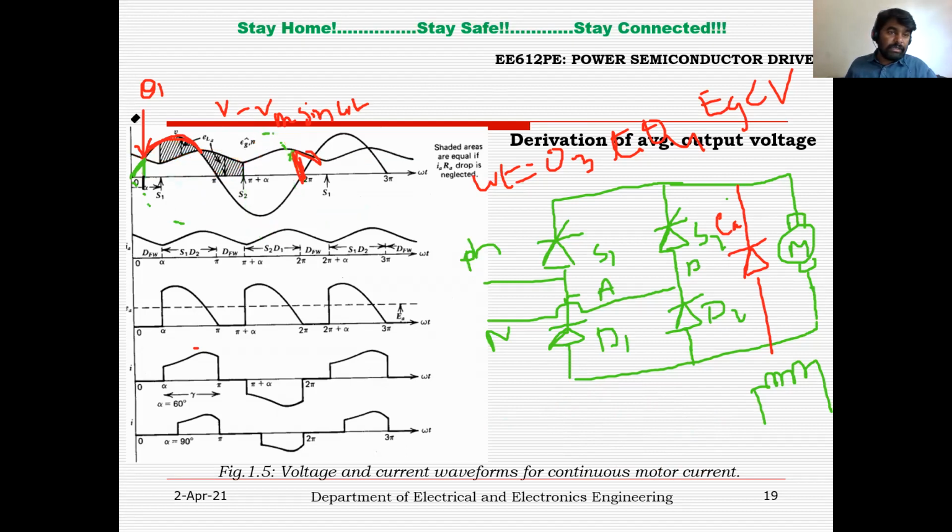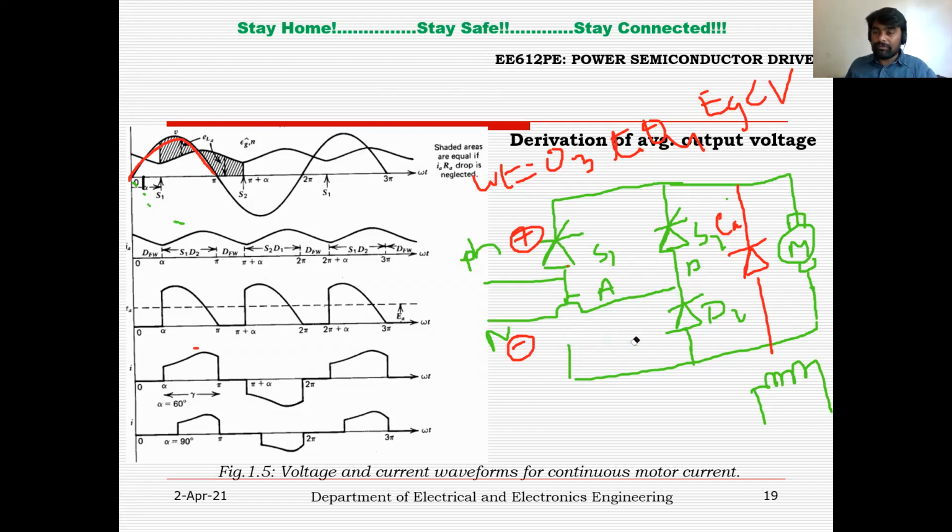So that is why you can see the point here. The firing angle is applied to the converter which is in forward bias condition. So during the positive half cycle from 0 to pi, P will be at higher potential, positive, and N will be at lower potential, negative. So now you can see if that is the case, S1 and D2 are in forward bias condition because their anodes are connected to positive and cathodes are connected to negative, right? Whereas S2 and D1 are in reverse bias condition because their anodes are connected to negative and cathodes are connected to positive. So you can say they are in reverse bias condition.